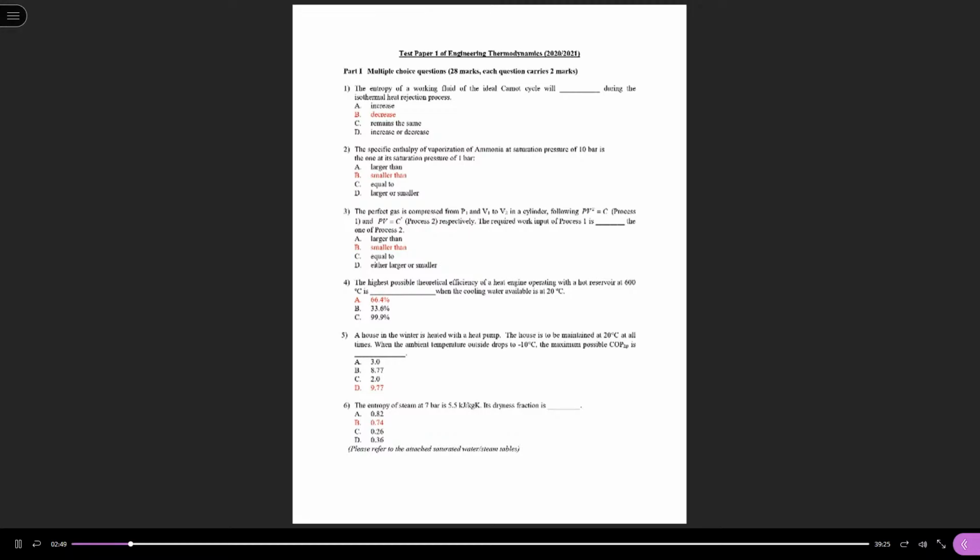Therefore, if we want to convert heat to work, we need a forward heat engine. If we want to extract heat from a low temperature environment, then we need a reversed heat engine. So we have learned the forward heat engine and the reversed heat engine.